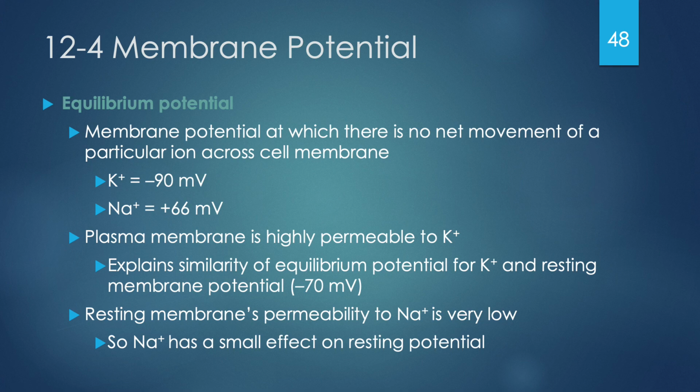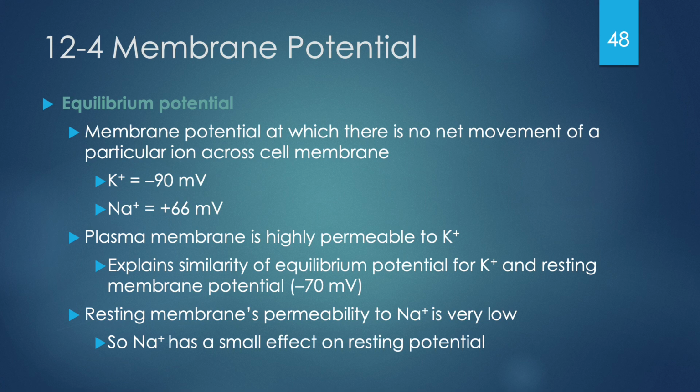So you'll see that for potassium, the equilibrium potential is negative 90 millivolts, whereas for sodium, the equilibrium potential is positive 66 millivolts. Earlier on, we discussed the membrane potential of most neurons as being at negative 70 millivolts, which is much more similar to the equilibrium potential of potassium than it is to sodium, right?